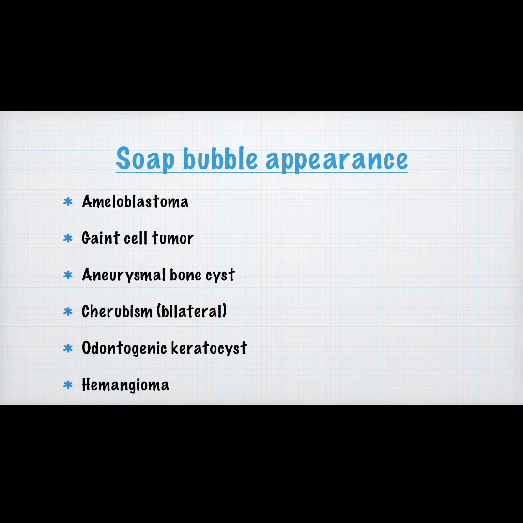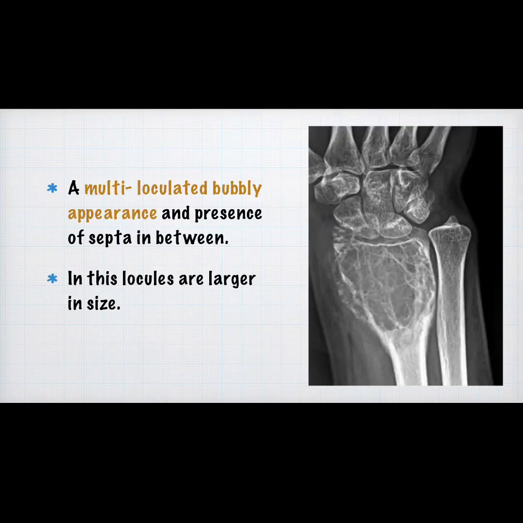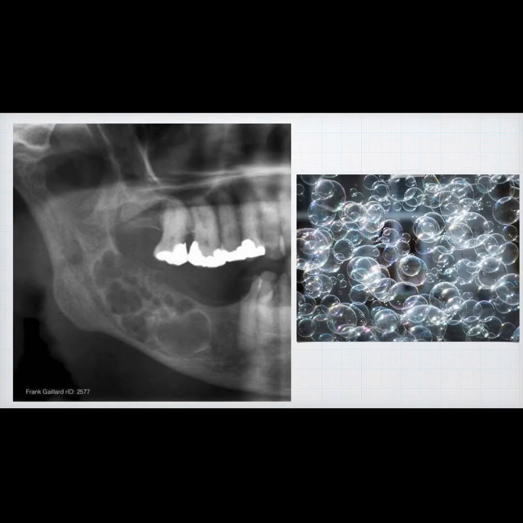Now comes soap bubble appearance, which is seen in ameloblastoma, giant cell tumor, aneurysmal bone cyst, cherubism, OKC, which is odontogenic keratocyst, and hemangioma. The name soap bubble is mainly due to multiloculated, bubbly appearance and presence of septa in between. And this is the radiographic feature of soap bubble appearance.